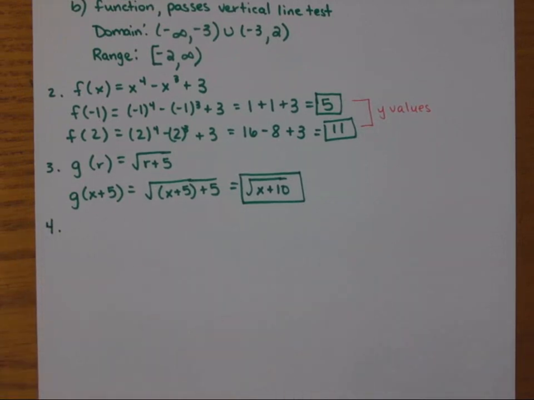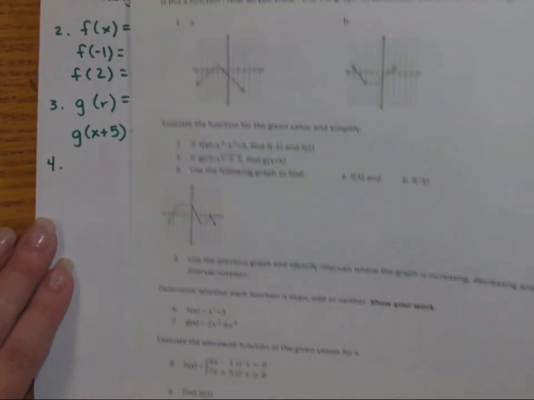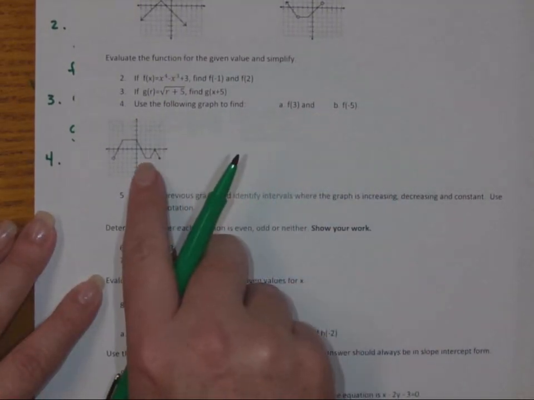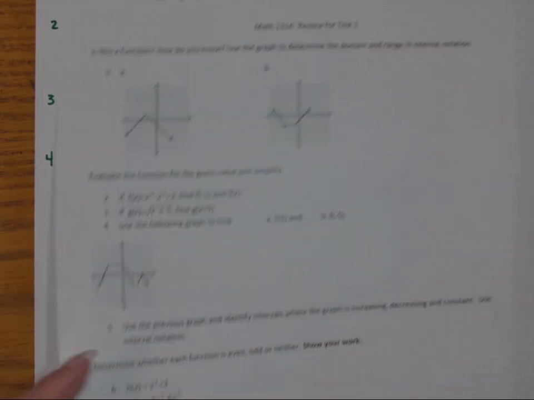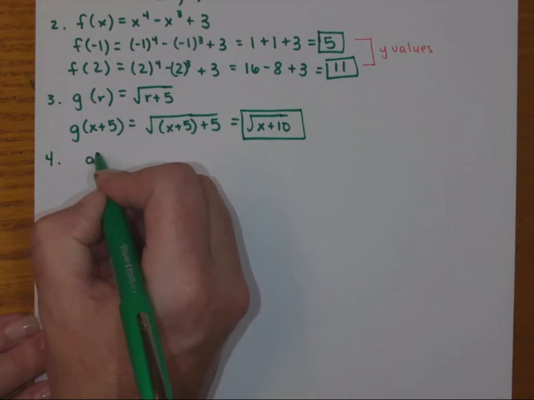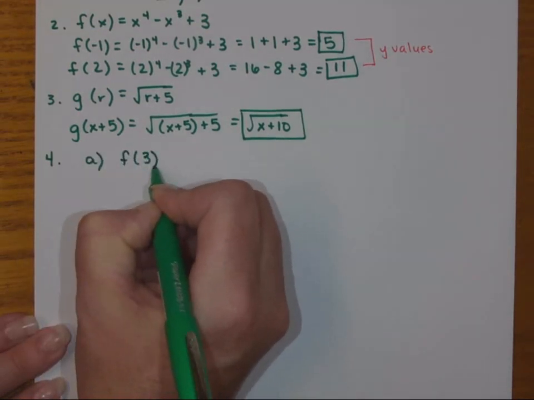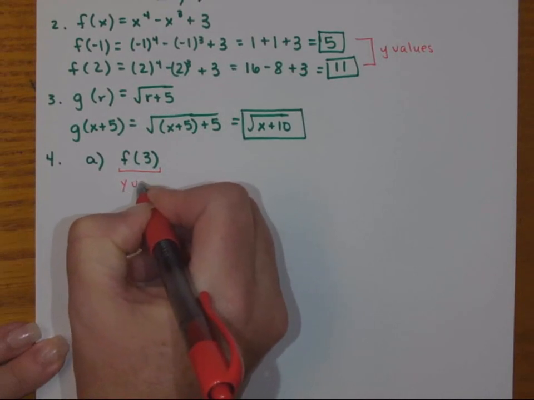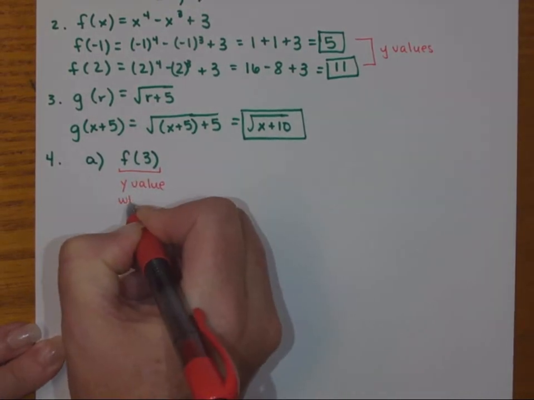Okay, so number 4, I'm going to kind of project what the picture looks like. So for number 4, we're being asked to find function values, but we're not given an equation. We're only given a graph. Okay, so this is where it is vital that you remember what it is that f of 3 is asking you for. Okay, this is asking you for the y value when x is 3.